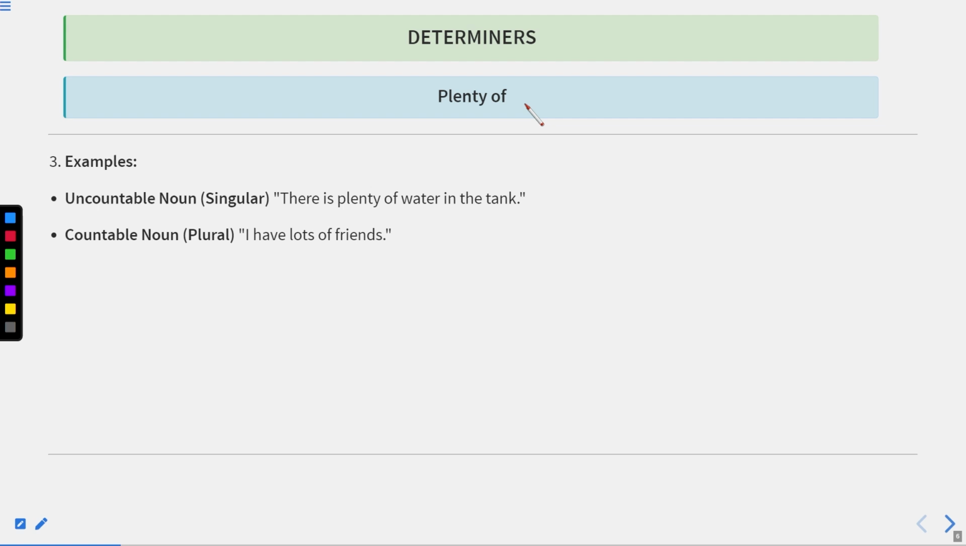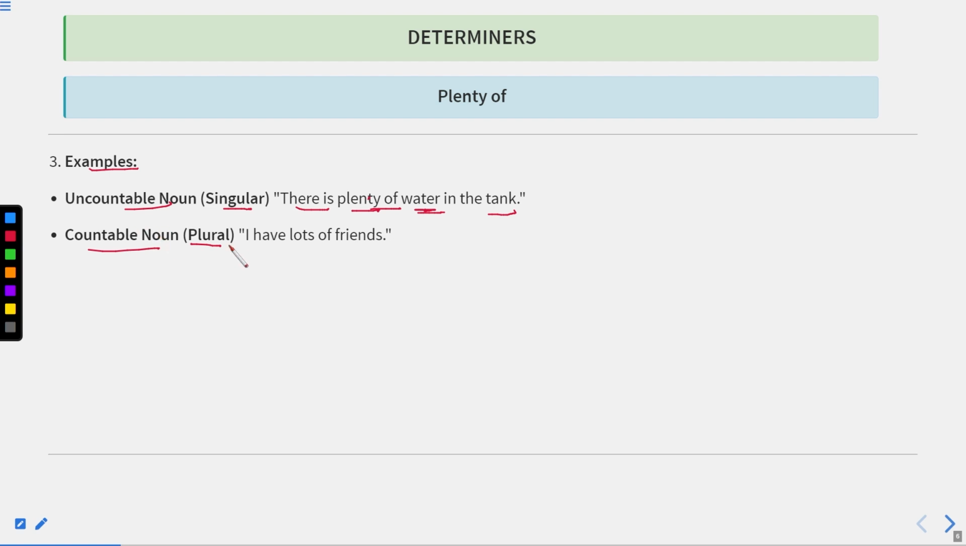We'll discuss some more about plenty of. Here we have some examples with uncountable noun, singular, because uncountable noun is always considered singular. There is plenty of water in the tank. Water is an uncountable noun before which we have used the phrase plenty of. For countable nouns, because countable nouns are always considered plural.